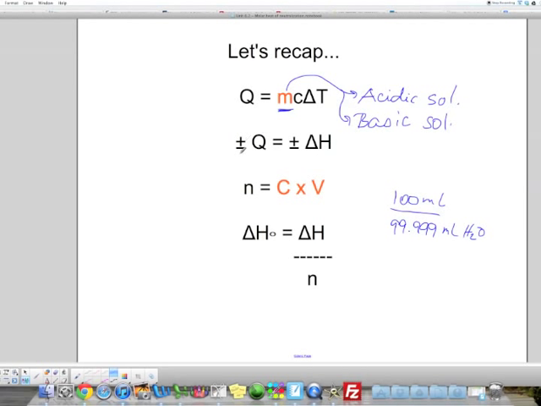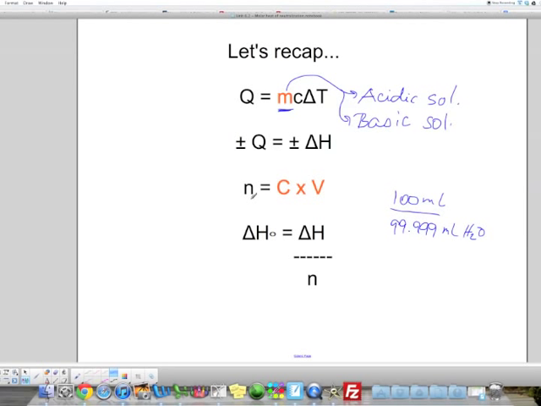Now this remains true in this case. Whatever Q the water absorbs was released by the neutralization, or vice versa. If the water released energy, well, that means the neutralization gained it.